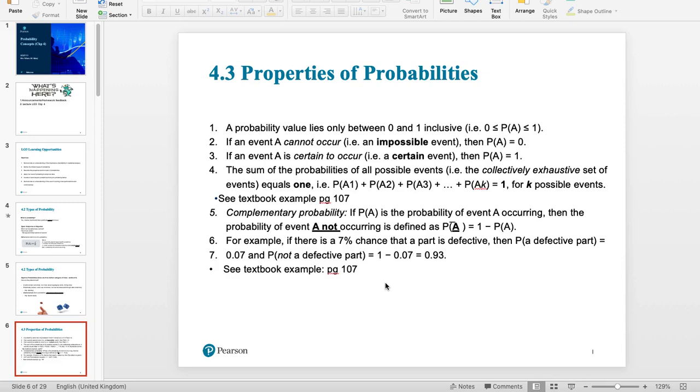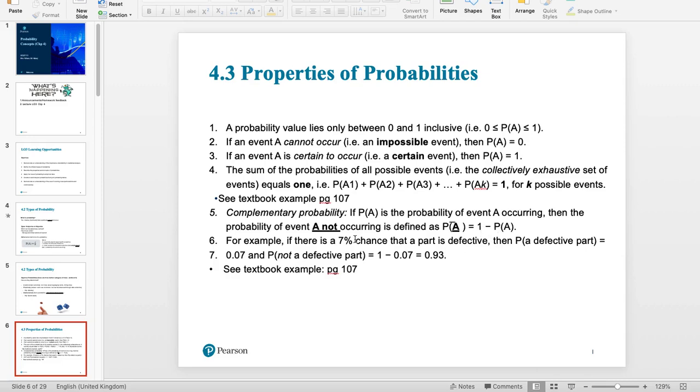And complementary probability is this. I will explain it better on the blackboard. If you have the probability of an event A occurring, then the probability of that event A not occurring is 1, the sum of all the probabilities, minus the probability of that event occurring.